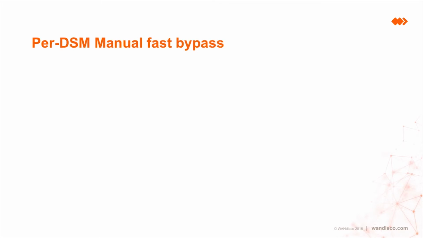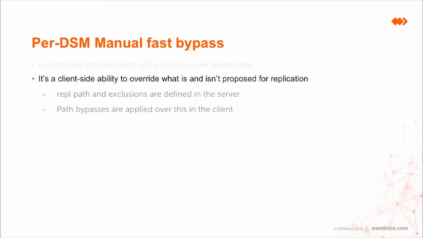Per DSM, distributed state machine, manual fast bypass is controlled independently of the Fusion server on purpose. It's a client-side ability to override what is and isn't proposed for replication. The REPL path and exclusions are defined in the server. The path bypasses are applied over this in the client.